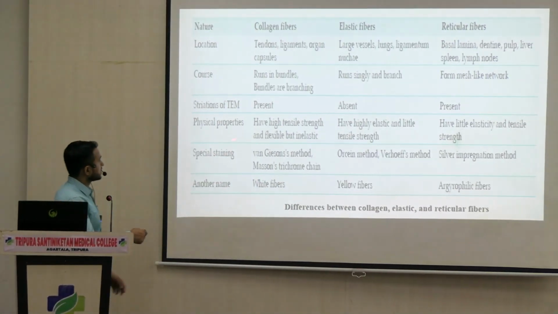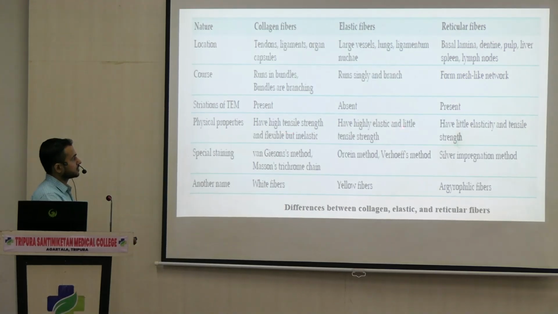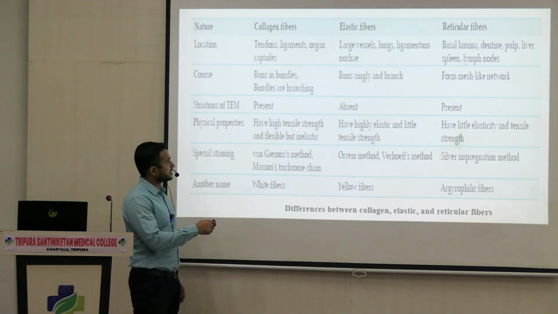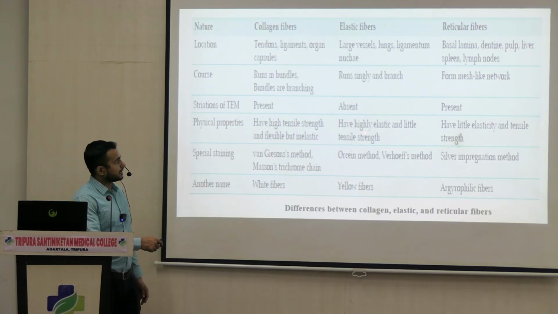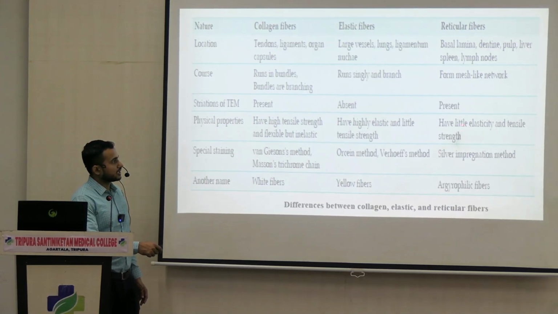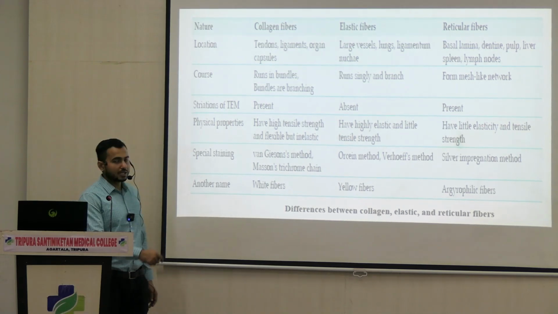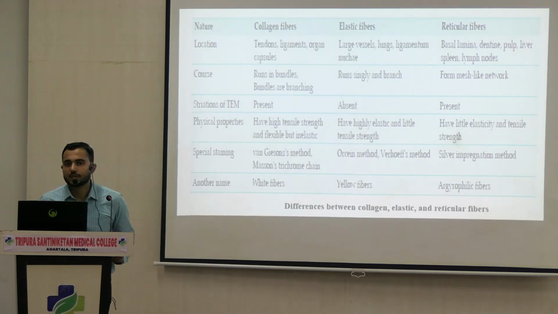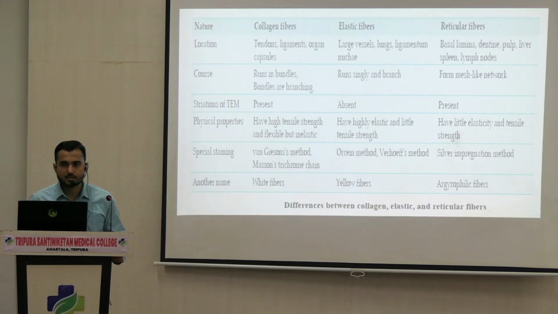Next, you can see the physical properties. In case of collagen fiber, you can see high tensile strength is there. Here they have elastic property and less tensile strength. Now here it is having less elasticity but high tensile strength. These are the physical properties of three different types of fibers.